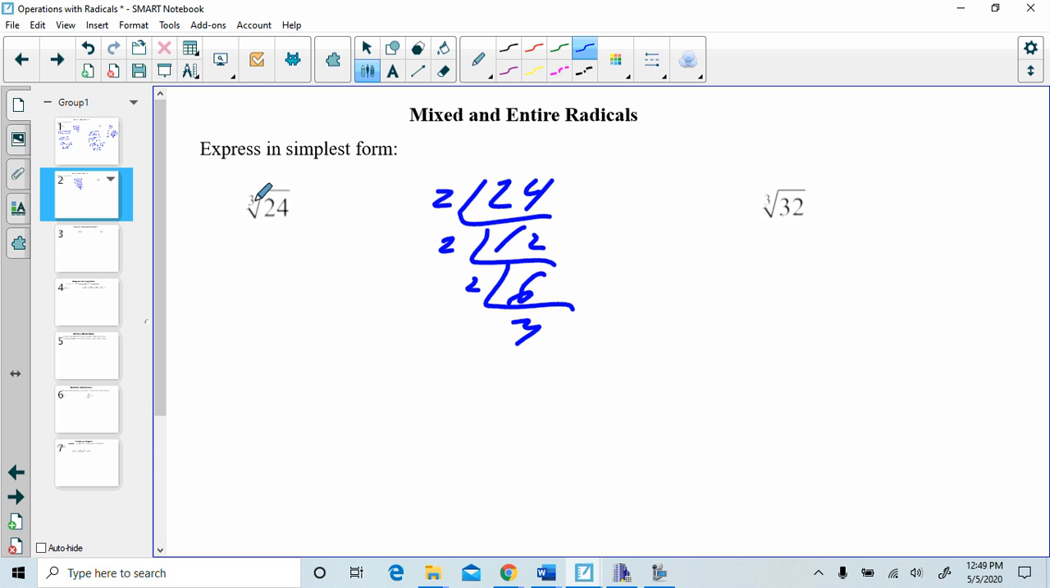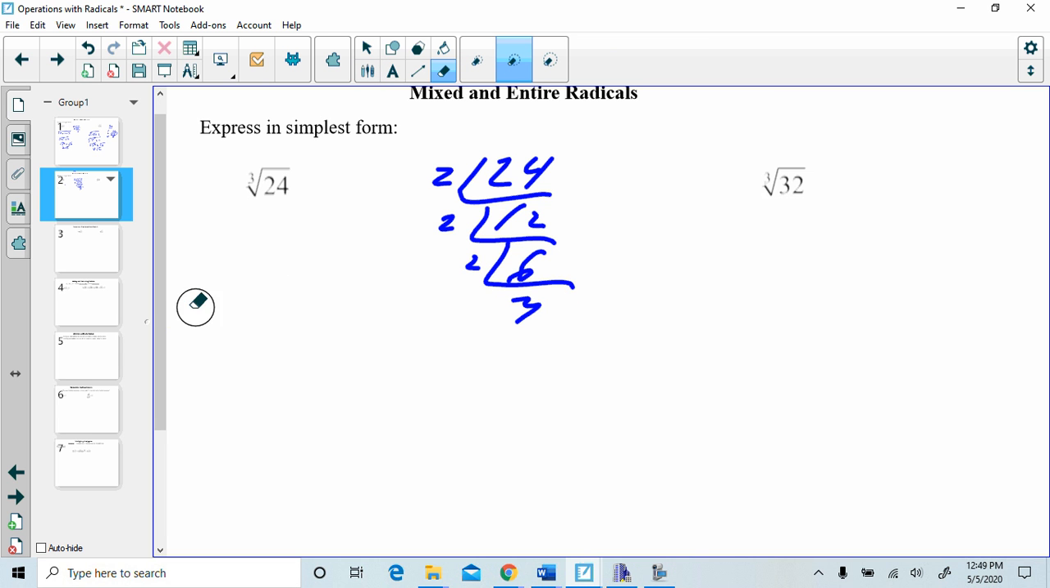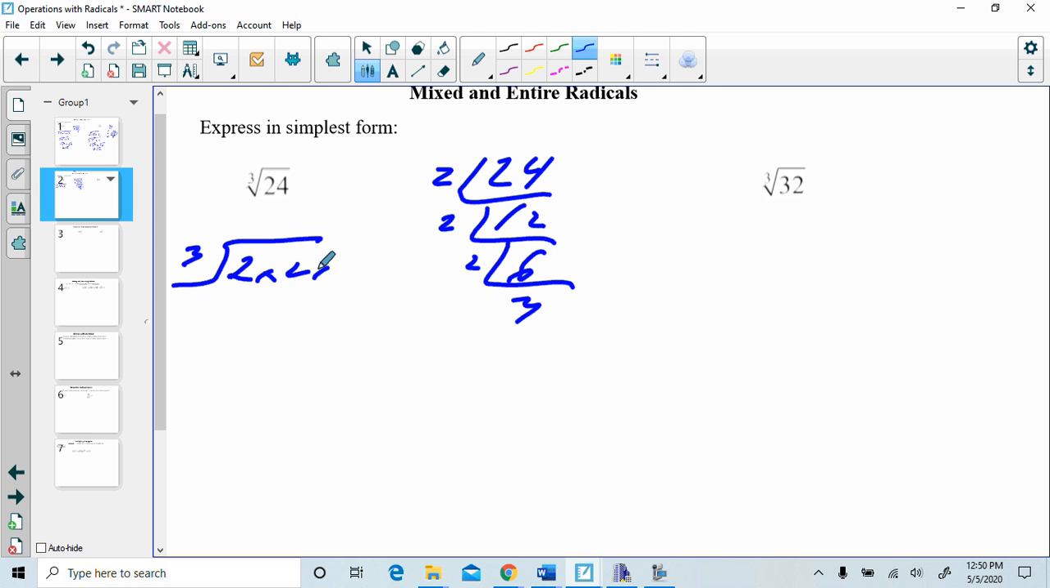Keeping in mind this is now an index of 3. So you can actually see the number there. We're taking a cubic root. So the index in this case is 3. So we're going to organize this as the cubic root of 2 times 2 times 2 times 3, all underneath that cubic root.